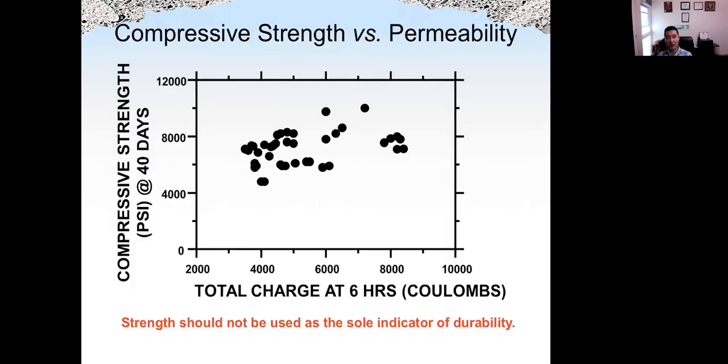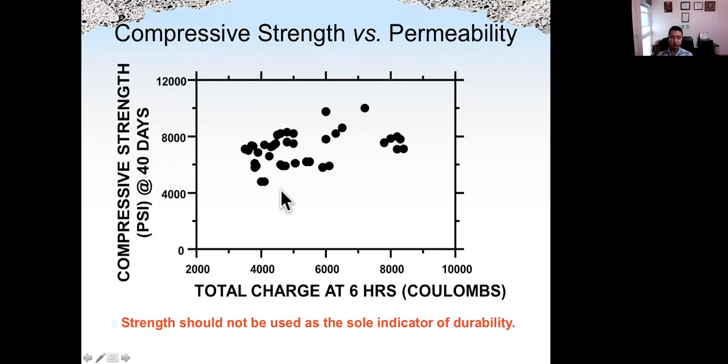And then let's look at the correlation between strength and permeability. Okay, so there is not much of a trend we can see. The y-axis is the strength, the x-axis is the total charge after 6 hours. That is the permeability.